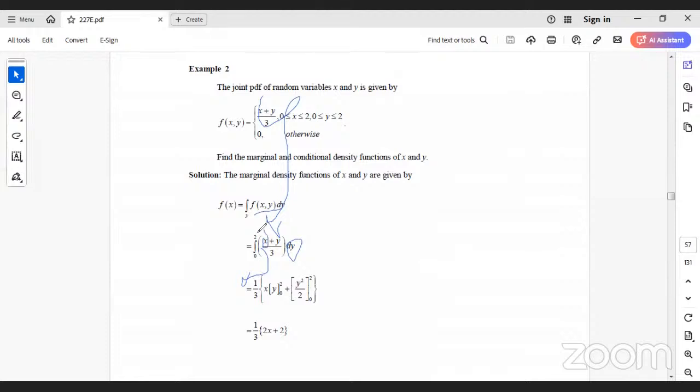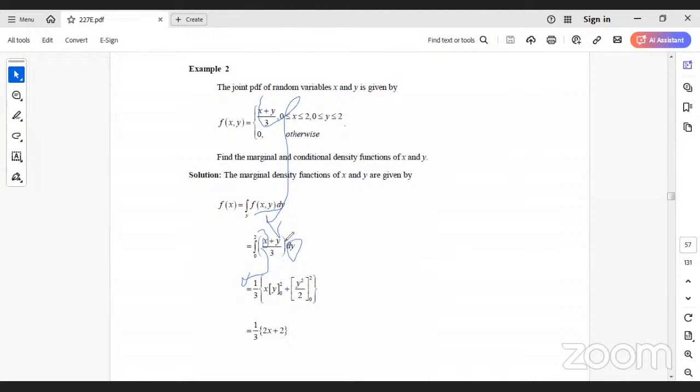So x is a constant. I am doing here x dy plus y dy. See here, x into y, multiplying x dy, and x is the constant here. Then y dy gives y square by 2.